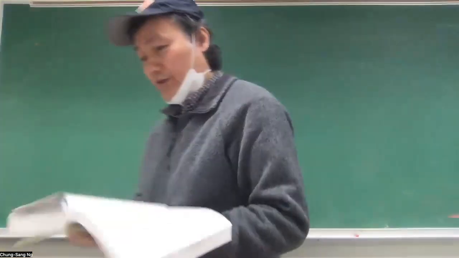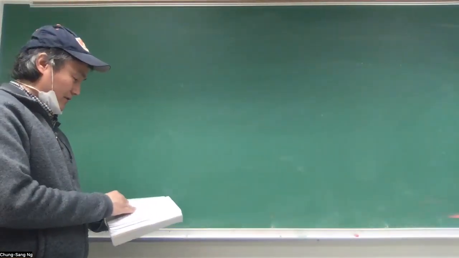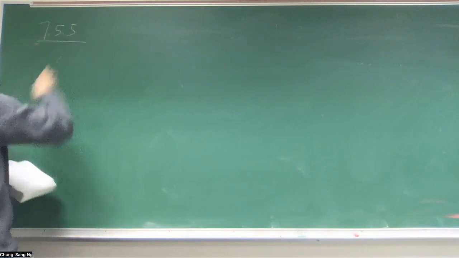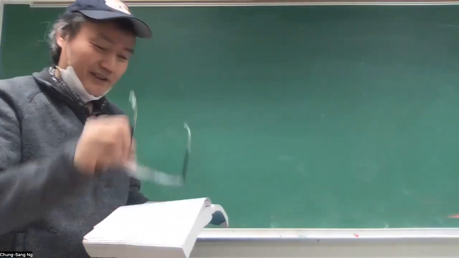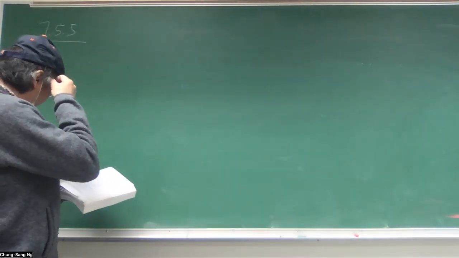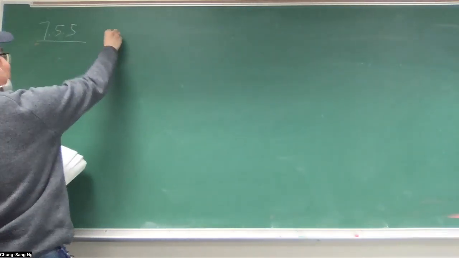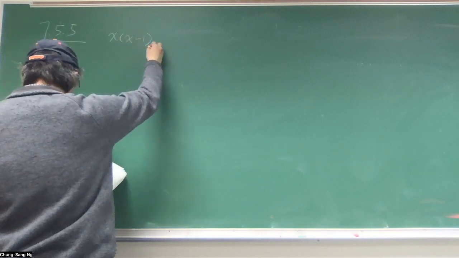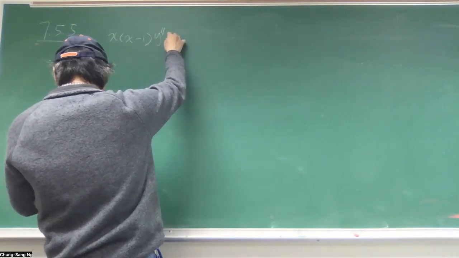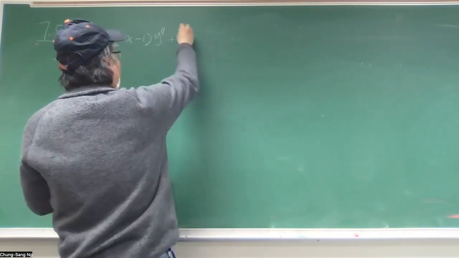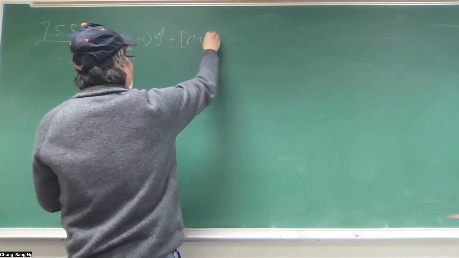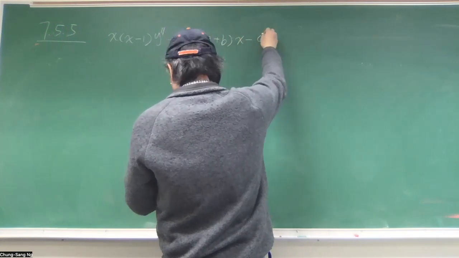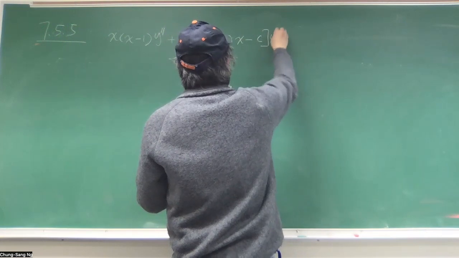Oh, let me write down the equation first. So that's 70. Put this. All right. Minus one. This is more complicated because of all these parameters.